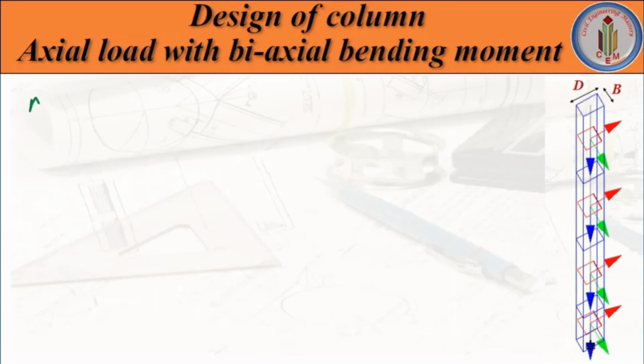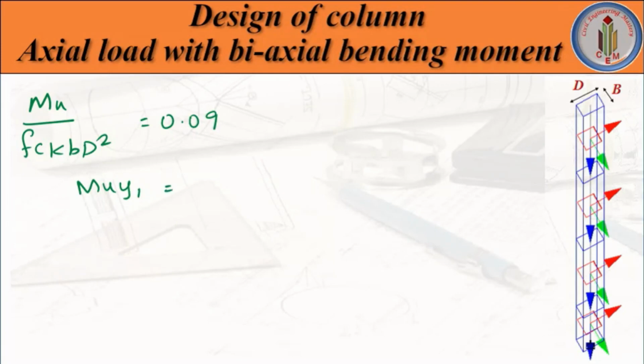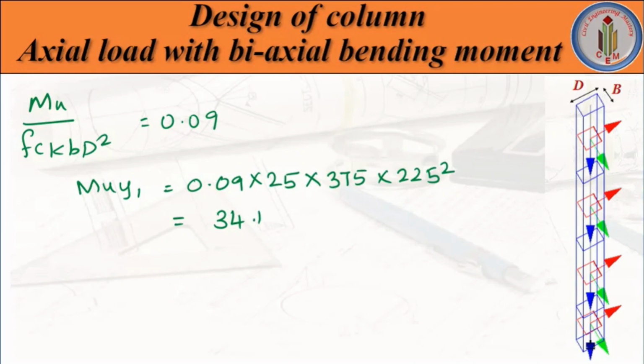We have to calculate Mu y1. So we know Mu by FCK BD squared is equal to 0.09. So let's calculate Mu y1, which is equal to 0.09 multiplied by 25, which is FCK, multiplied by... Here we have to be careful with the dimensions because we are calculating the moment carrying capacity of the section about the y axis. So here 375 is the B value and 225 is the D value. By solving this we get 34.17 kilonewton meter.